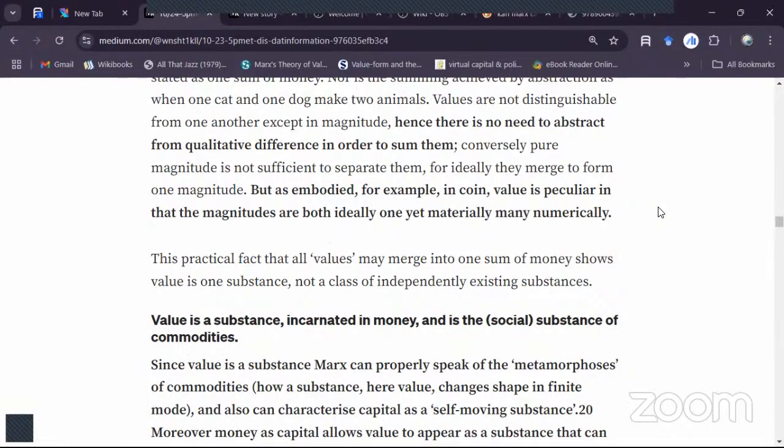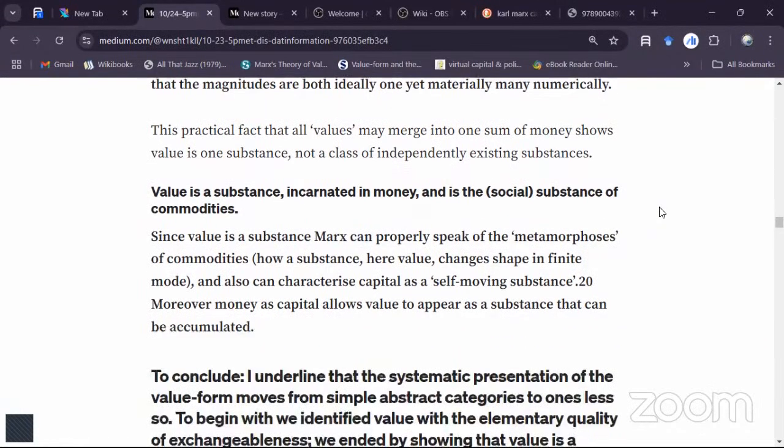So you do have this one value substance incarnated in money, and it is the social substance of commodities. This is a long way to get there, but he's trying to prove that it's not an abstraction. It has some social set of relations because we either had to think about it, or we had to come to an agreement, a contingent relationship with it, in order to get it to be measurable.